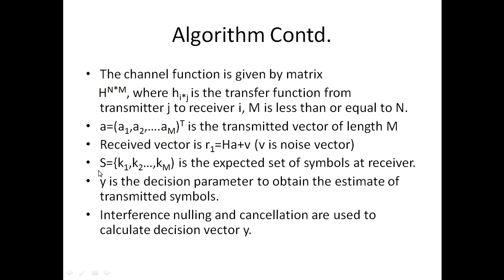Then you have your expected set of symbols at the receiver. This is very important. This helps you to make your detection. Your S vector is the possible combination of the expected set of symbols at the receiver, and your y vector will be a decision parameter. Basically we need a decision parameter in order to estimate the type of transmitted symbols we actually receive at the receiver. So this y is a decision parameter used to enable the detection. Finally, the interference nulling and cancellation methods that we discussed in the last slide are used to calculate y, because based on y, you make the estimate of the transmitted vector A.